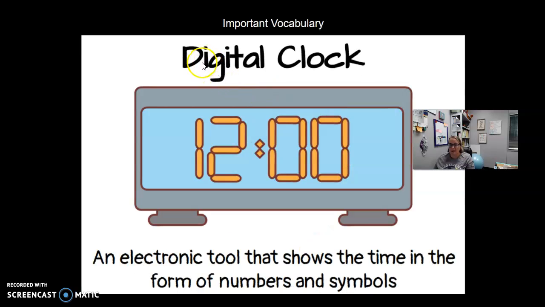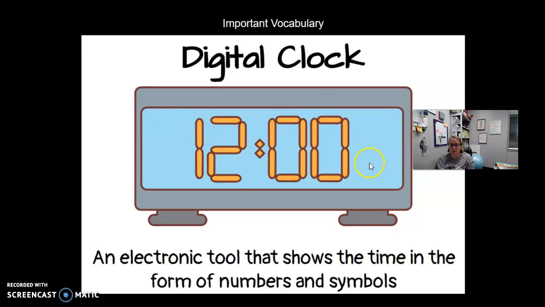The next one we have is a digital clock. A digital clock is one that we're really used to seeing because it's on our phone, it's on our computers, we see it in the hallway. A digital clock is an electronic tool that shows the time in the form of numbers and symbols.